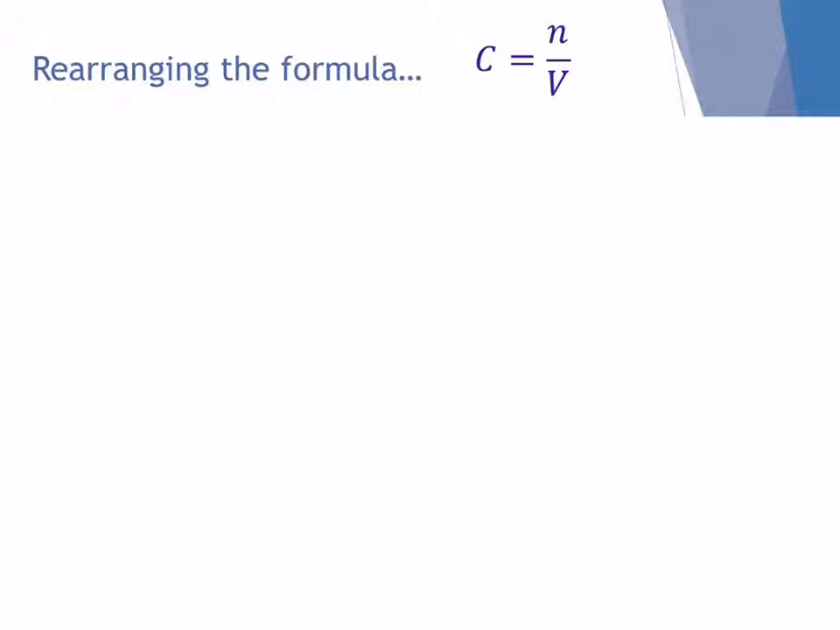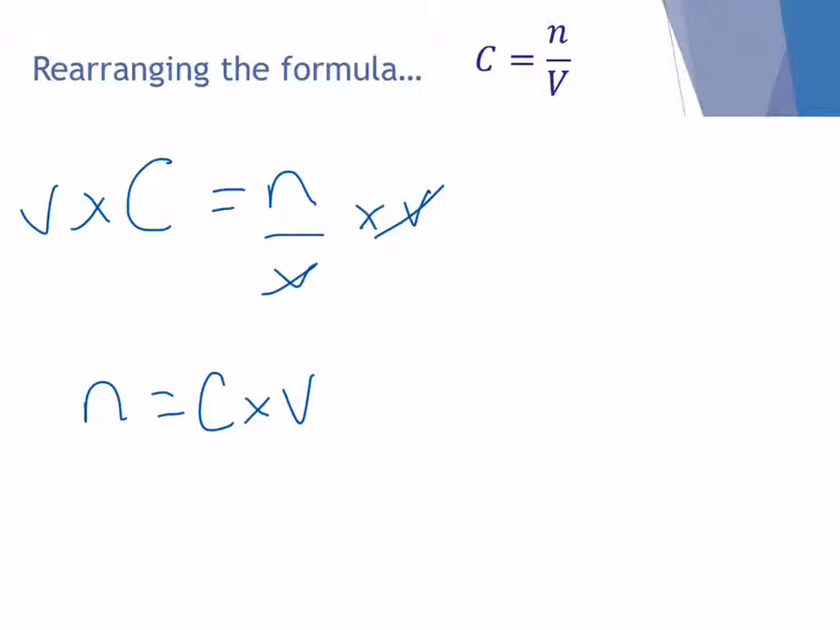So C equals N over V is our one form where we're looking to solve for concentration. If we're looking to solve for moles, we want to multiply both sides by V, and that will isolate our N. So N is equal to C times V. If we're looking to solve for our volume, we can simply switch the C and the V. So V is equal to N divided by C. So these are the three forms of the formula that we are going to use.